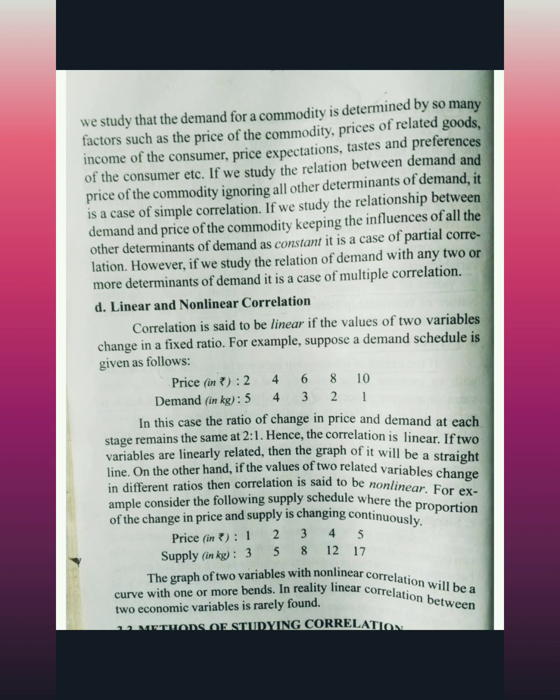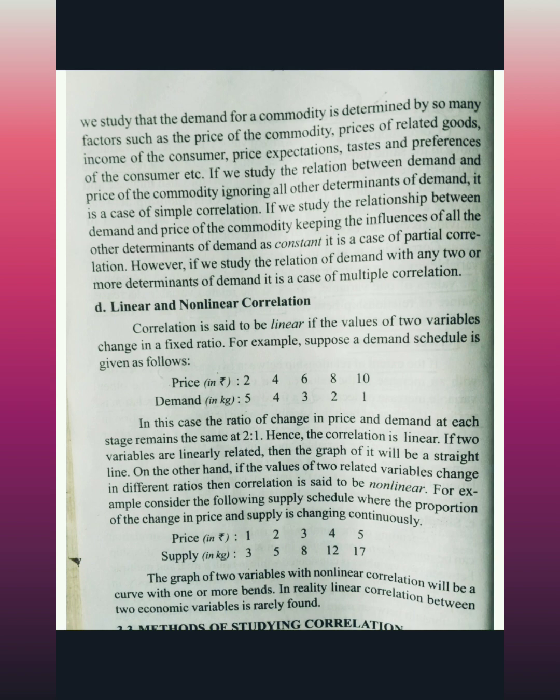In the case of simple correlation, we only consider the relationship between two variables alone. That is called a simple correlation. And if we study the relationship between demand and price of the commodity, keeping the influence of all the other determinants of demand constant, then it is called a partial correlation. That is, considering only one variable with other variables constant is called partial correlation.